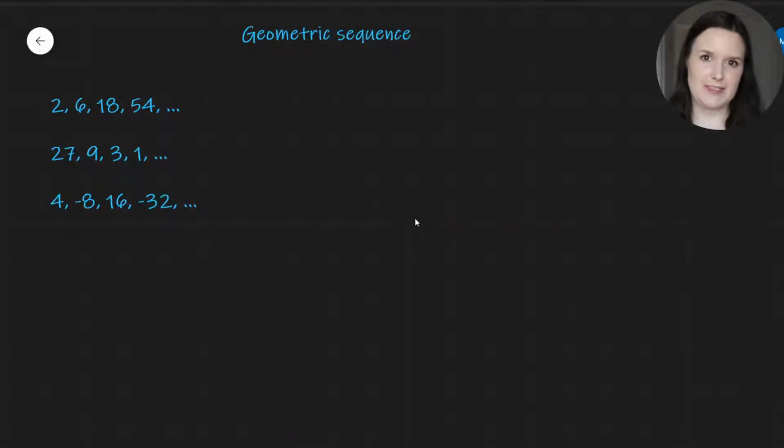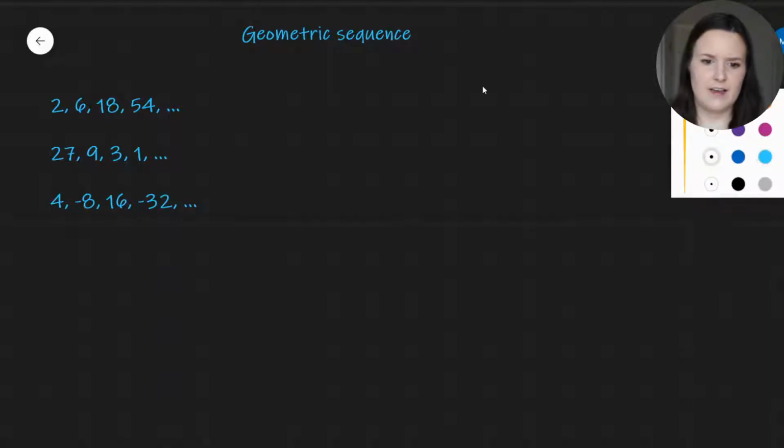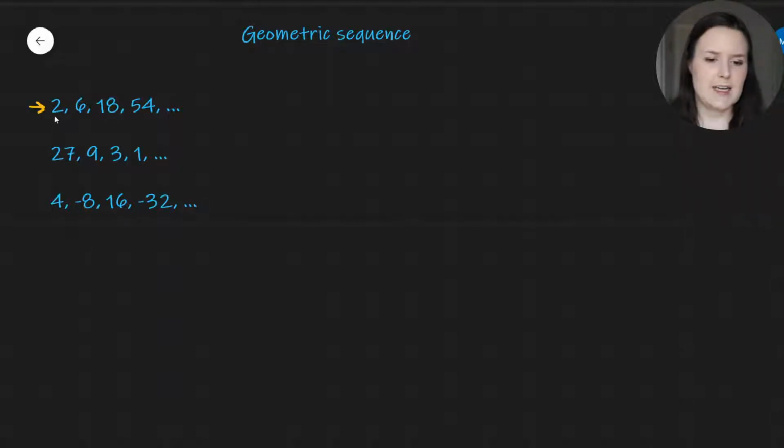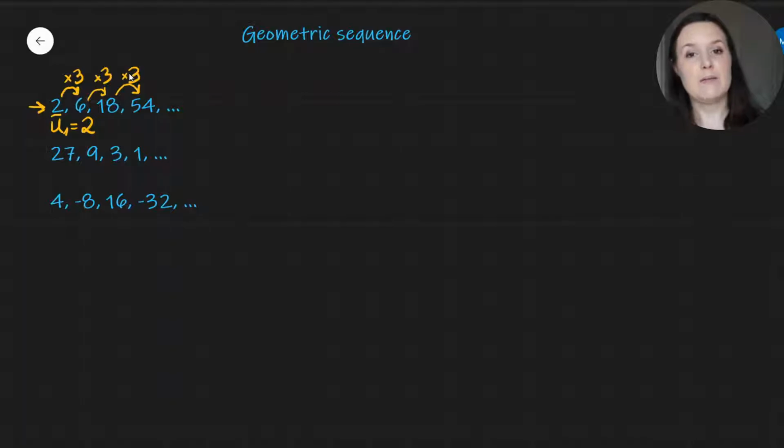A geometric sequence is a sequence in which to get to the next term we always multiply by the common ratio, by a number which is always the same for a sequence. So if I have a sequence, the first one here, I start with 2, so the first term is 2. And then to get to the next number, I multiply by 3. To get to the next number, I multiply by 3 again. To the next one, multiply by 3 again. The rule is always multiply by 3, so that's a geometric sequence.